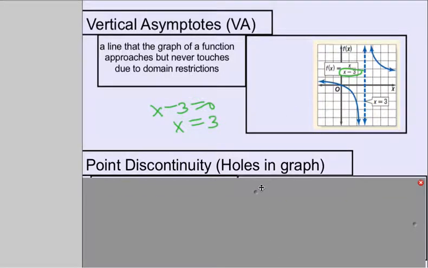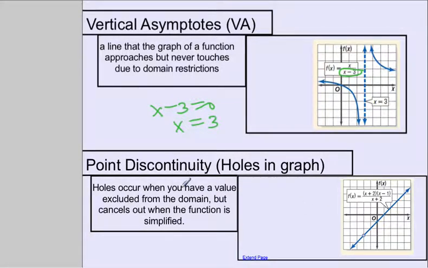The next one, the point discontinuities, the hole in the graph. We've already kind of talked about this above. Holes occur when you have a value excluded from the domain that cancels out when the function is simplified. That canceling out tells me it's a hole. In my function here, the x plus 2's will cancel, so the hole is when x plus 2 is equal to 0. So x is equal to -2.